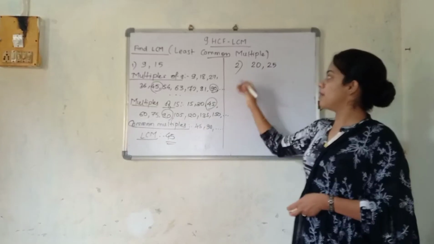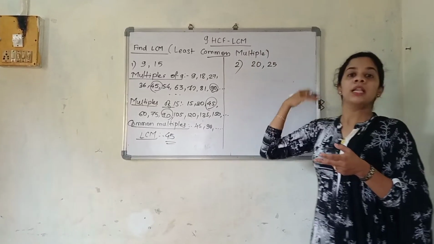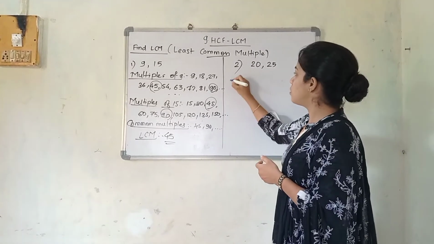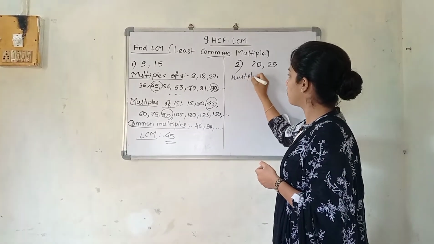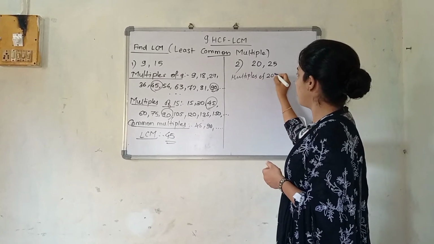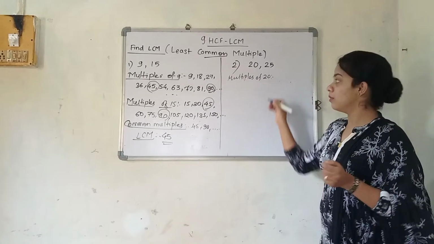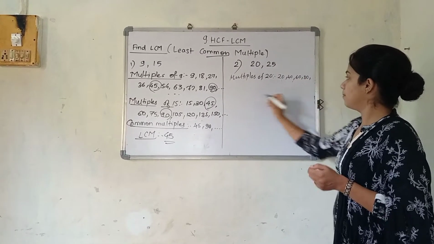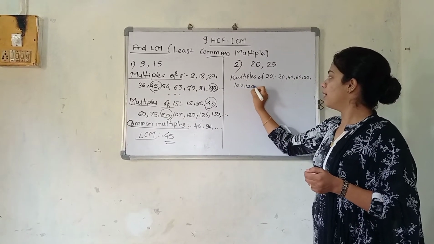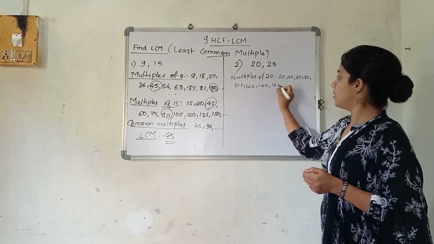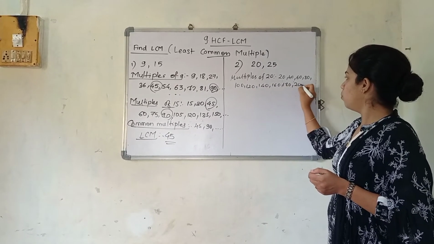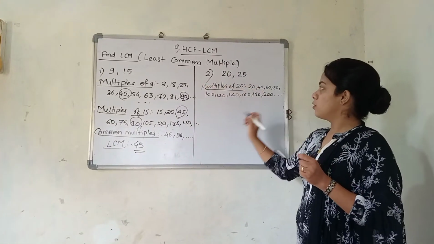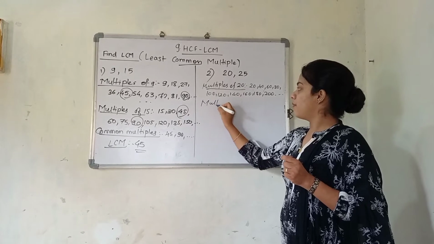20 and 25, same method. We are going to find out the multiples first, then the common ones out of them, and then the least one. So the first part is multiples. We are going to write down the multiples of 20. If you know the 20 table, very good. 20, 40, 60, 80, 100, 120, 140, 160, 180, 200, and just write dots. These are the multiples of 20. Now multiples of 25.